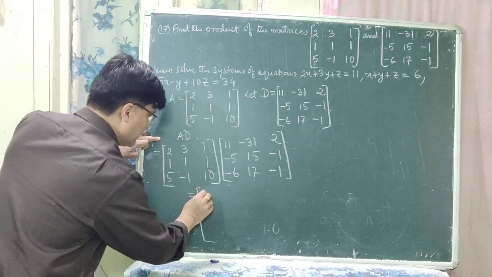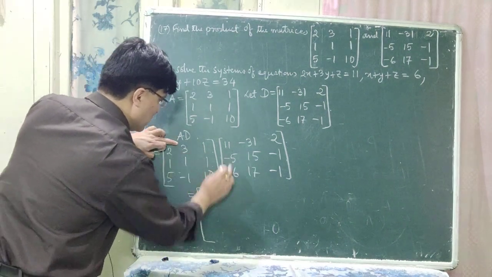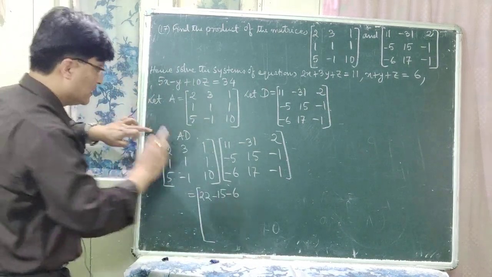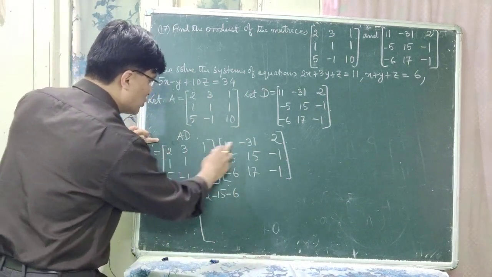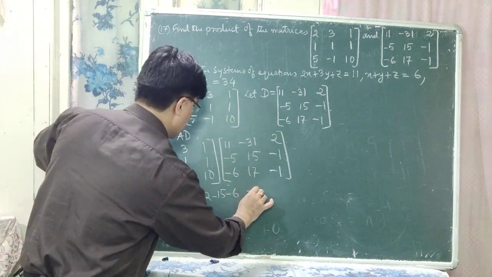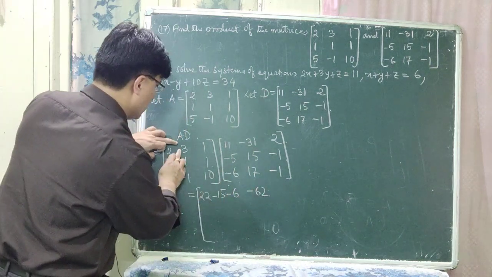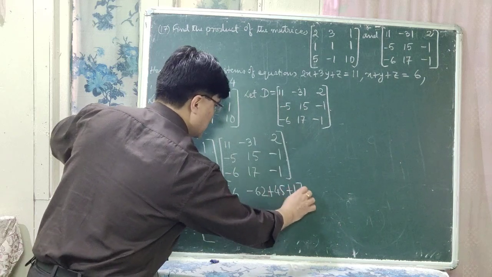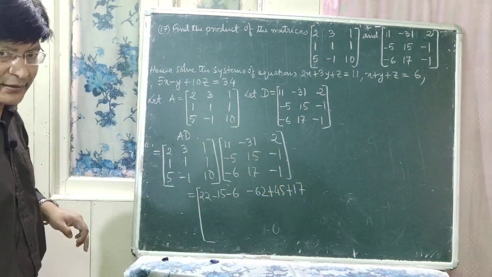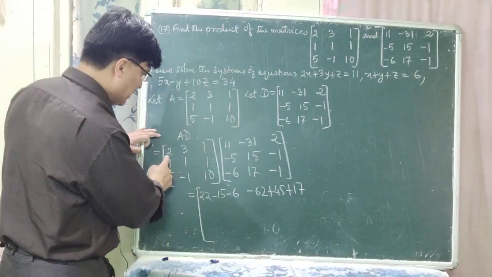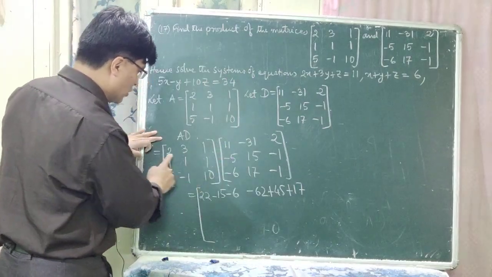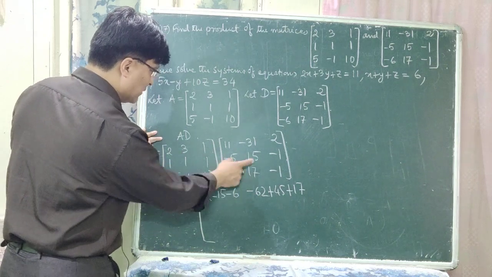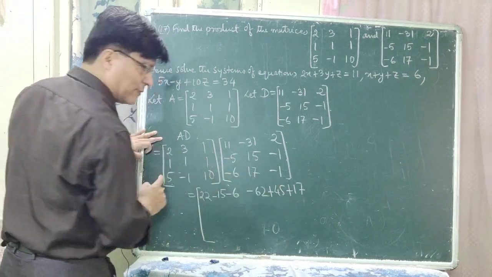So 11 2s are 22, minus 15, minus 6, right? Then first row by second column: 2 into minus 31, it is minus 62, plus 45, plus 17. Is it clear? Next, is it correct? Let us check it. First row by second column, 2 into minus 31, minus 62, 2 1s are 2, 2 3s are 6, 3 15s are 45, 17 1s are 17.